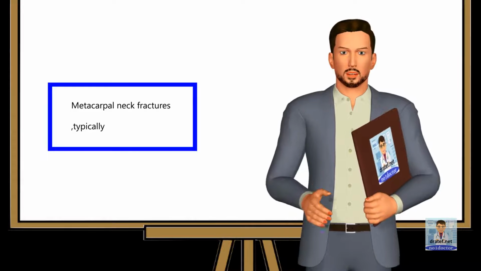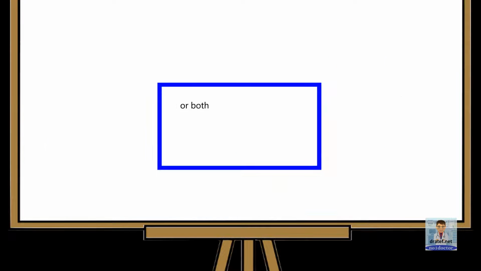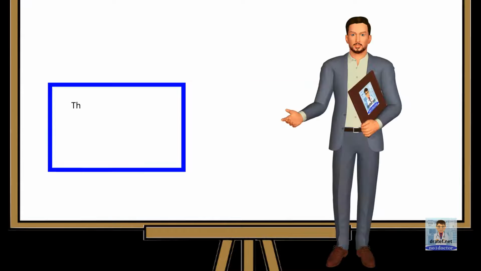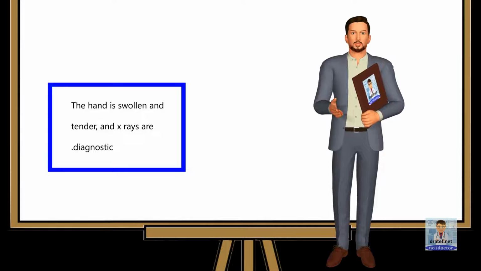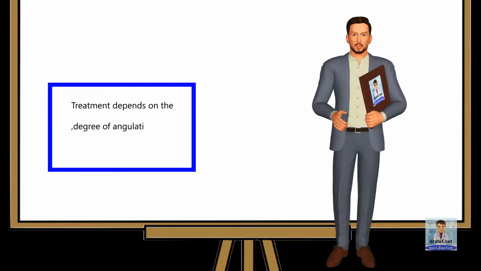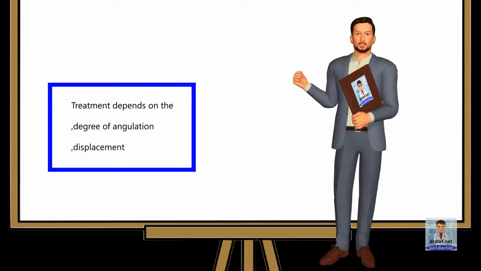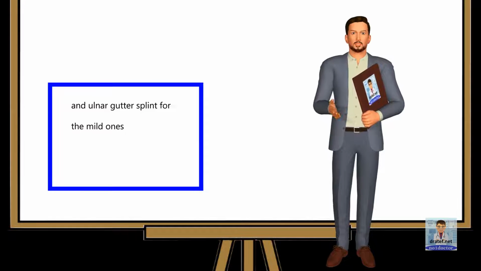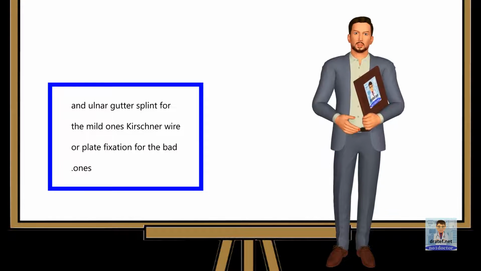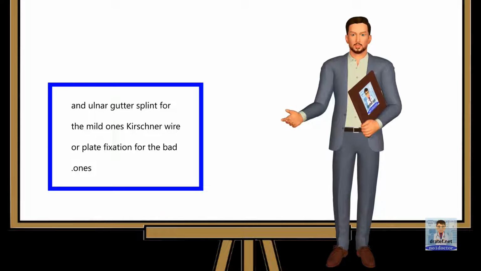Metacarpal neck fractures, typically the fourth or fifth, or both, happen when a closed fist hits a hard surface like a wall. The hand is swollen and tender, and X-rays are diagnostic. Treatment depends on the degree of angulation, displacement, or rotary malalignment. Closed reduction and ulnar gutter splint for the mild ones, Kirschner wire or plate fixation for the bad ones.